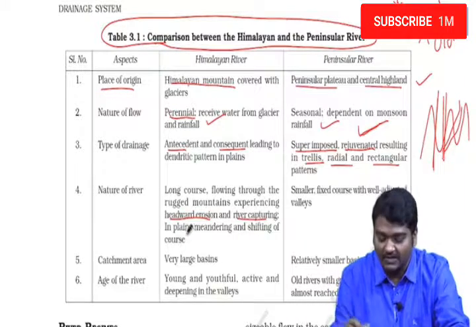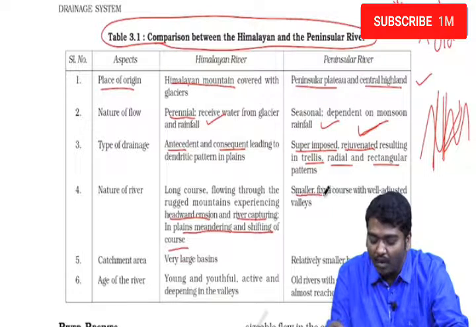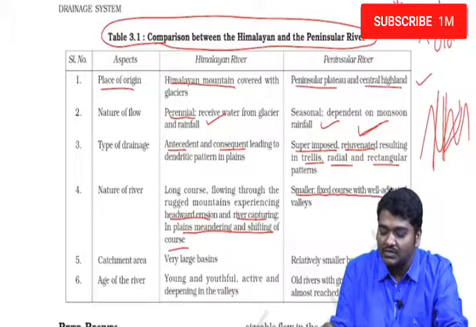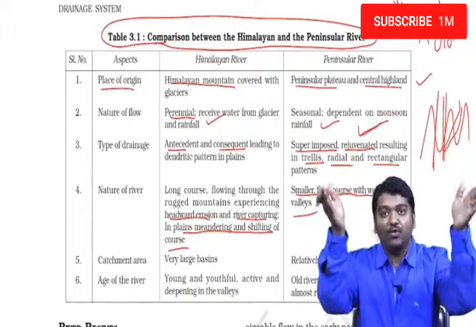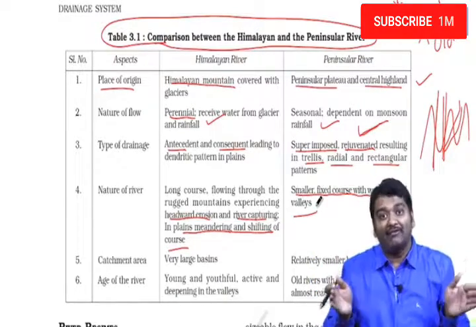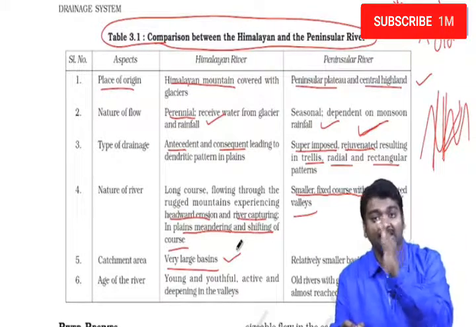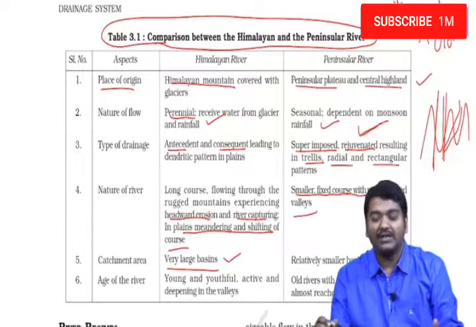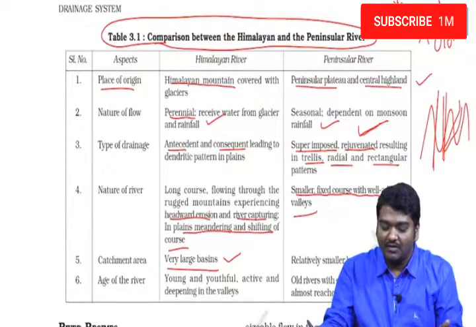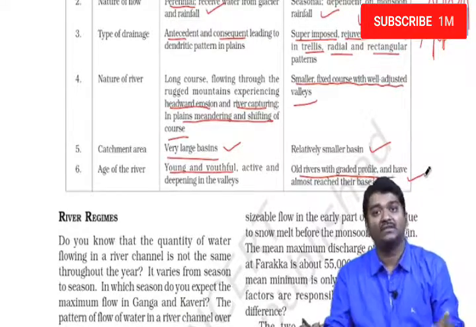River capturing takes place. In plains, meandering is usually seen. Here you usually see smaller rivers, because the plateau is smaller, with a fixed course and well adjusted valleys, that is, they are moving exactly in them. You can see Krishna and Godavari move in particular valleys even today. Catchment area is very large for Indus, Ganga, Brahmaputra, but these are very small because the plateau itself is small. Age of the river, we usually see young and youthful. Old rivers are usually present in this region.